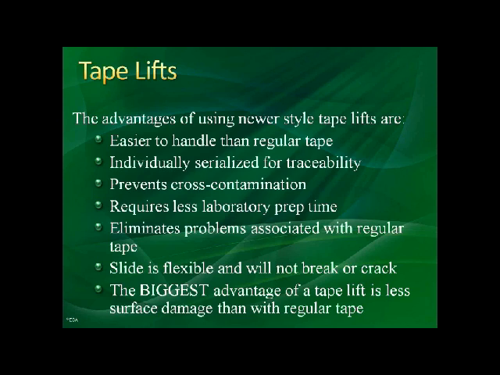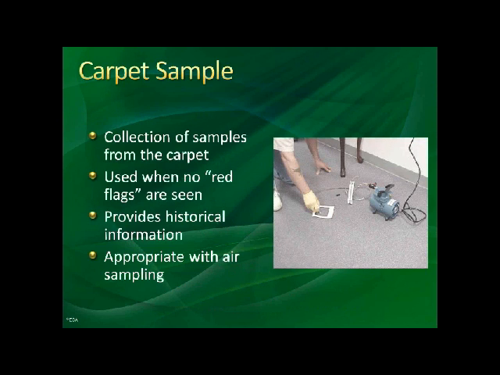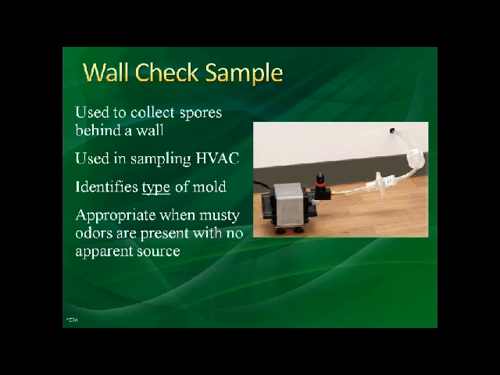Carpet cassettes, you can sample the carpet using your same pump. This might be if you want to get a historical identification of could there be mold in the carpet. And then sampling in the wall or in an HVAC system. That's a wall check sample. You'll actually drill a hole or go through an area like a receptacle cover or a light switch cover or any orifice that you can get in behind the wall and sample it. And it will find the types of mold that's behind the wall.